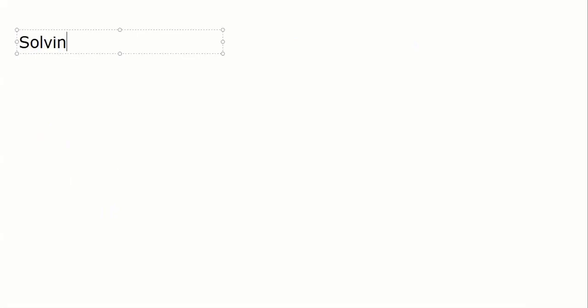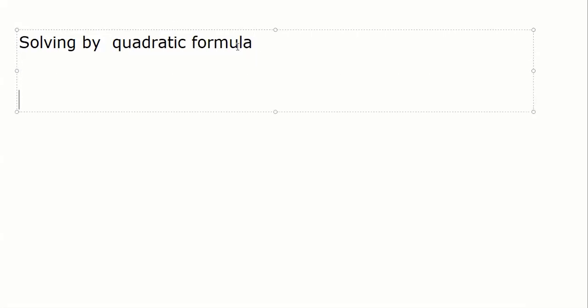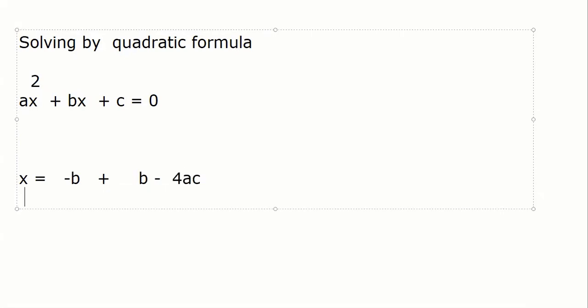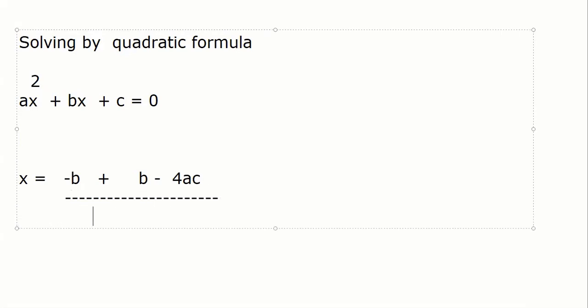Solving by quadratic formula, and this is very powerful, and everyone must do this. If standard equation is ax square plus bx plus c equal to 0, then your root of this equation is given by minus b. Write down everybody this, plus minus both, b squared minus 4ac, by 2a.